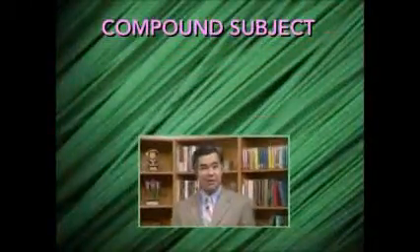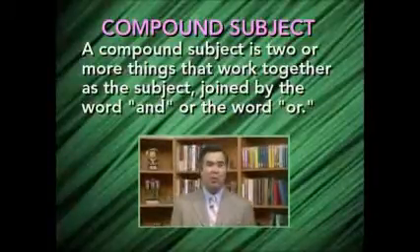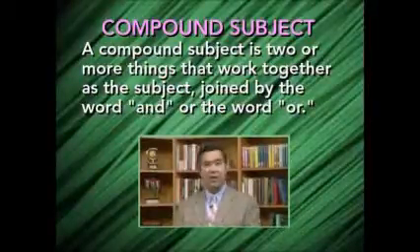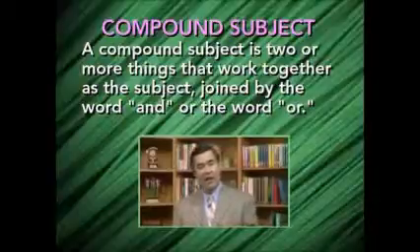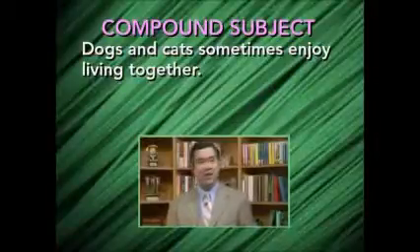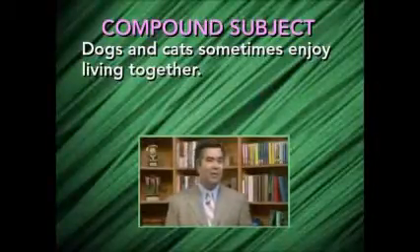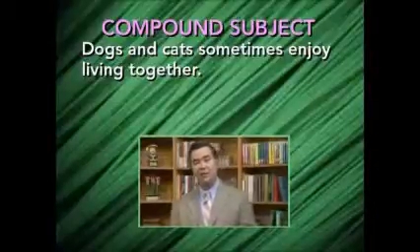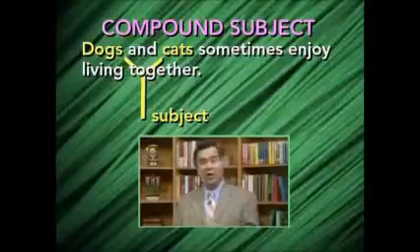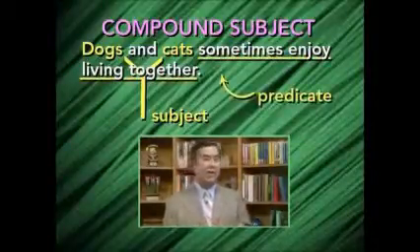Now, occasionally, this kind of simple sentence structure gets a little more complicated with the addition of a compound subject. What is a compound subject? A compound subject is two or more things that work together as the subject. Usually, these two or more things are joined together by the word and or the word or. Look at this example. Dogs and cats sometimes enjoy living together. What's the subject of this sentence? Well, the subject of this sentence is the first three words, dogs and cats. That's what the sentence is about. All the rest is the predicate. It tells what dogs and cats do.